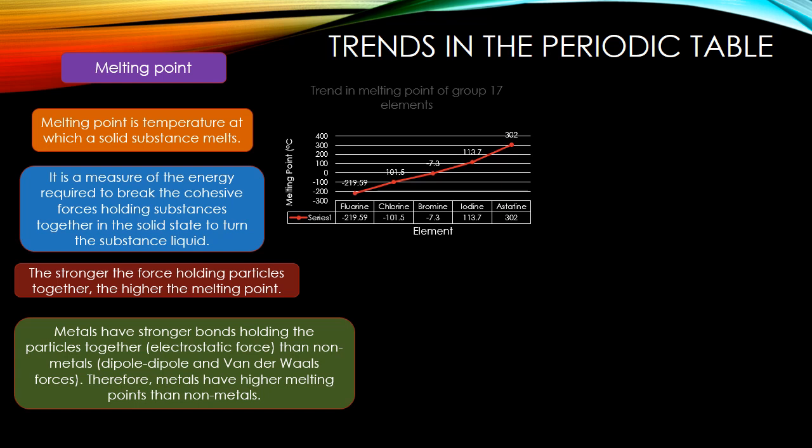Let's look at the trend in melting point for group 17 elements. These are the halogens. Going from fluorine to astatine, melting point increases. This is in tandem with the gradation in the physical properties, going from fluorine, which is a gas, to iodine, which is a solid. So, as the size of the molecule increases, the stronger the van der Waals forces holding the particles together. Therefore, melting point increases.